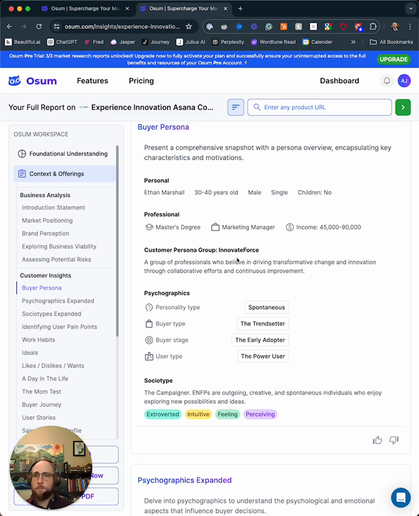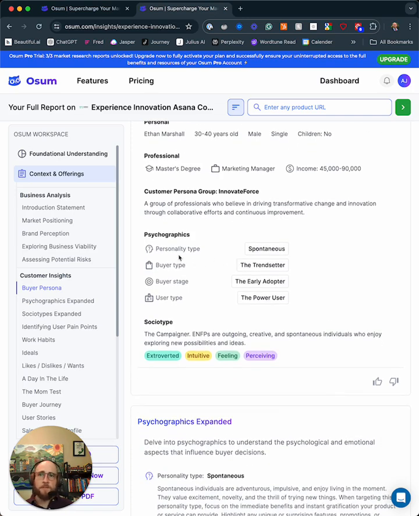And ultimately, at the end of the day, the psychographics. Okay, so spontaneous, the trendsetter, the early adopter, the power user. I can't click on these, so I see no definitions. That means that I'm being expected to have the same definition as the team who put this together. And spontaneous to me may mean a lot of different things. It's the same thing as the trendsetter.